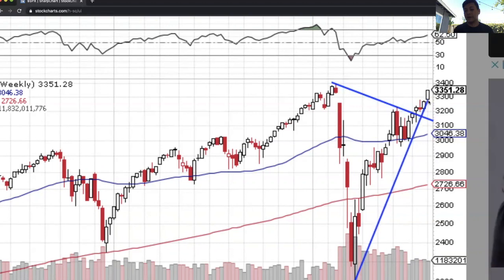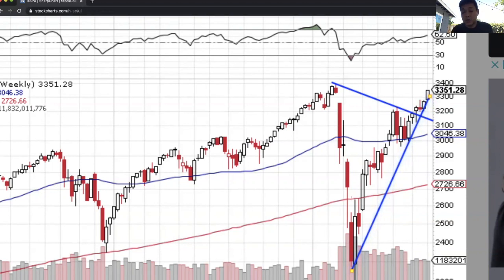Now, I know this looks crazy with the tail and everything, but if you look at this and just draw it that way, that 3290, which is the level I mentioned last week, is something you also want to pay attention to, because that is the kind of weekly trend line.